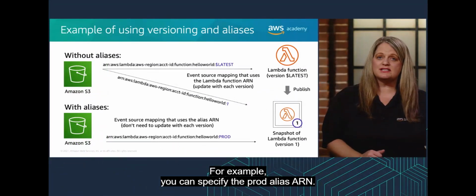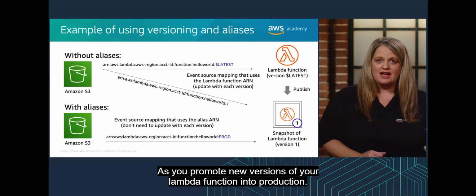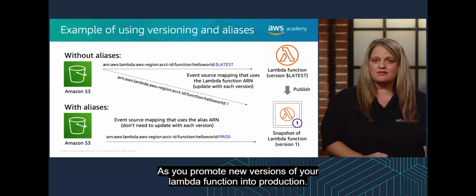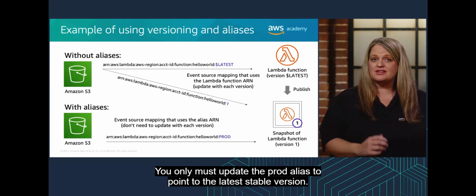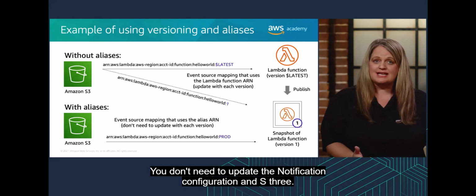For example, you can specify the prod alias ARN. As you promote new versions of your Lambda function into production, you only must update the prod alias to point to the latest stable version. You don't need to update the notification configuration in S3.